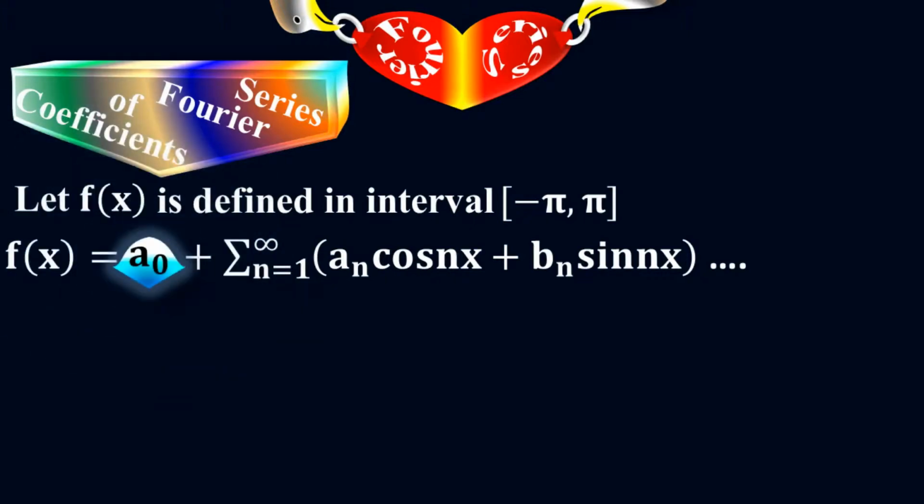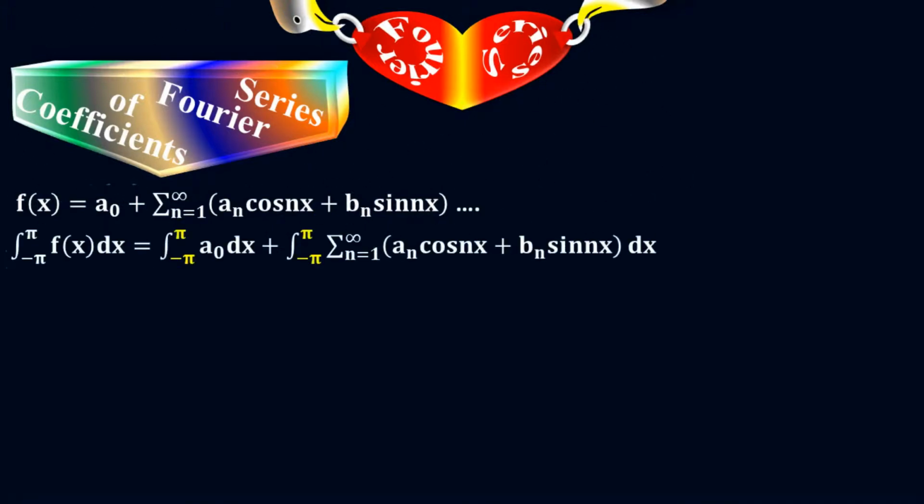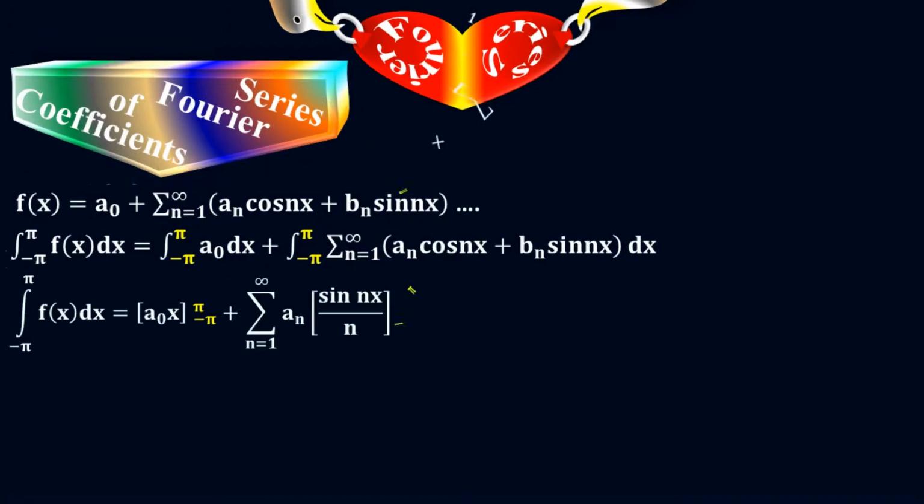Take a sub naught first. From the equation of Fourier series, just take integration on both sides with the limits from minus pi to plus pi. The function of x is defined in the interval from minus pi to plus pi. I repeat it here: in some books or tutorials you will see that the limits are from 0 to 2 pi, but here the limit is from minus pi to plus pi. It's up to you. Now take integration on the right side only.